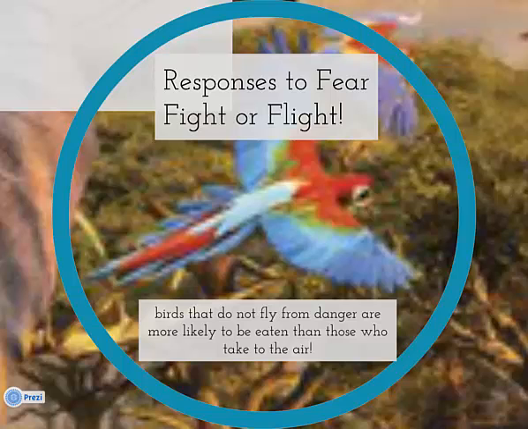Another response to an attempt to be fit and survive is the response to fear as fight or flight. And in this example, we have a macaw, and birds that do not fly away from danger are more likely to be eaten than those who take to the air. And what I mean by this is that an organism's choice and its behavior, whether it will fight a threat or try to escape from a threat, is also genetic. Behaviors may also be genetic, such as the social behaviors. So, organisms and how they respond to fear can determine, do they survive to reproduce or do they get eaten?